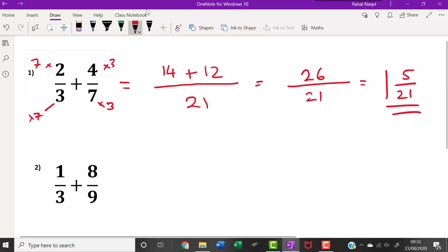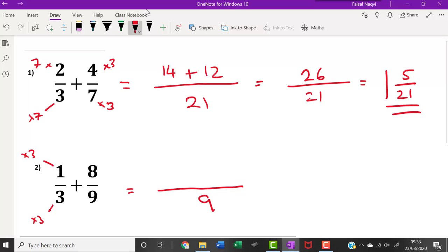In the second one, I've got 1/3 plus 8 over 9. My lowest common multiple here, be careful here, is 9. What did I do to the 3 to get to 9? Well, I multiplied by 3, so I've got to multiply the 1 by 3 as well. What did I do to the 9? I just multiplied by 1, so 8 doesn't change.